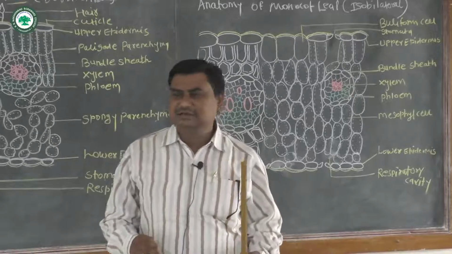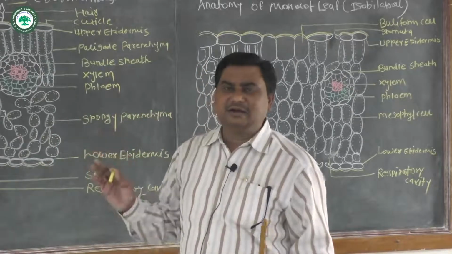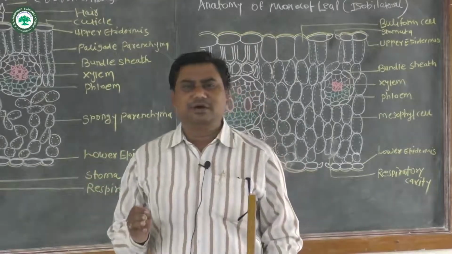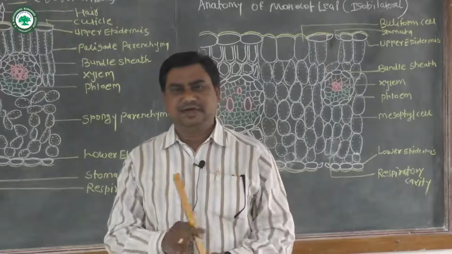So friends, this is all about the structure of the dicot leaf as well as the internal structure of the monocot leaf with some differentiating points. Okay, thank you very much.